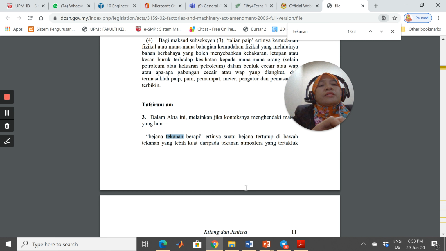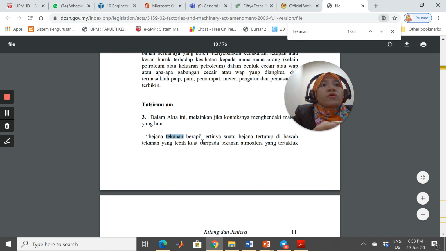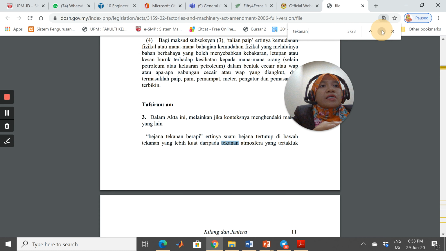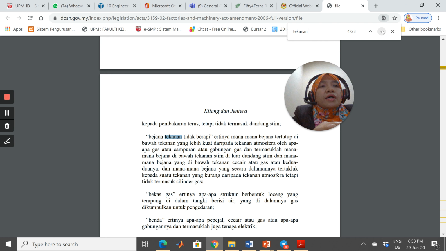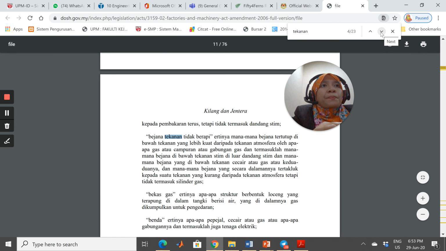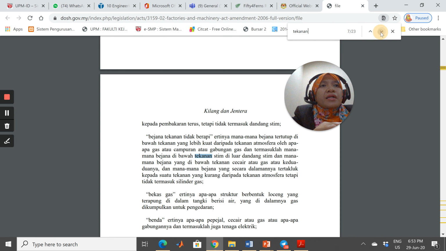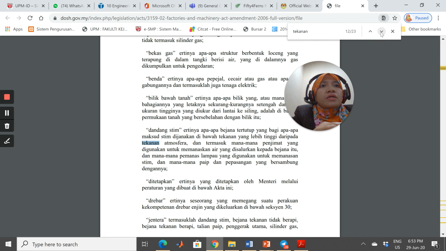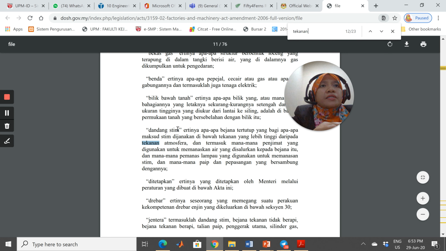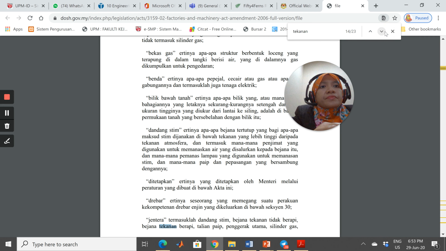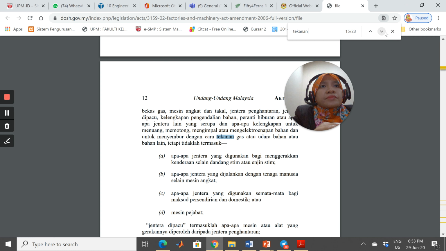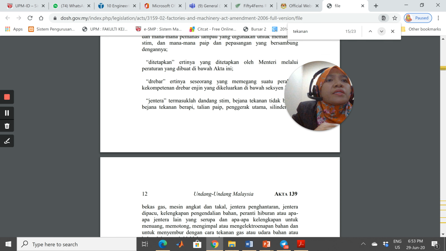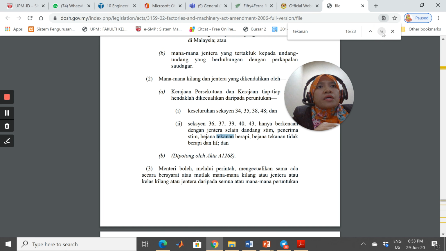Like bejana berapi, and this is for unfired vessels, and then the clauses related to the pressure vessel. There is boiler, okay, there is a clause for boiler. Dandang steam is a steam boiler. This is still under clause, under terminology.